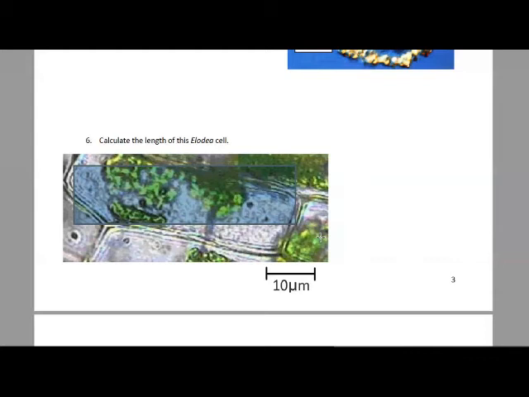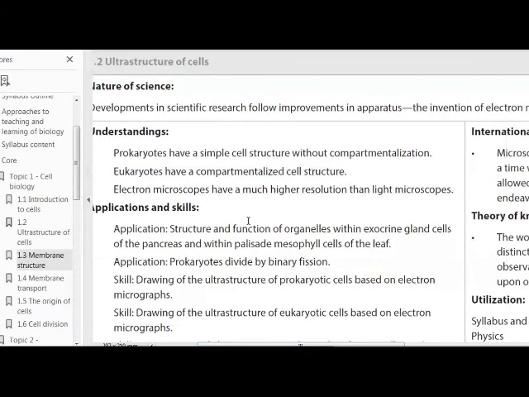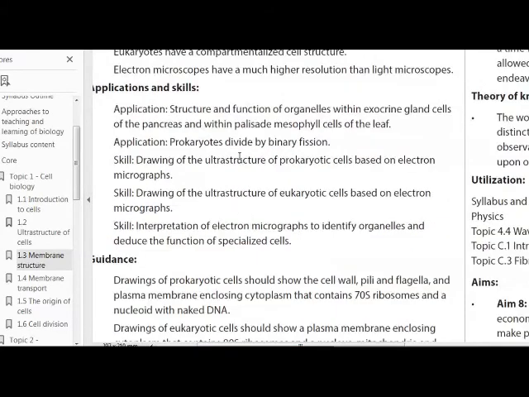So, any questions, guys, about how to calculate the magnification or the actual size of an object? No. Not really. Yeah, these are quite easy exercises. Okay, if there are no questions, guys, then we're done with this topic. Okay, topic 1.2.